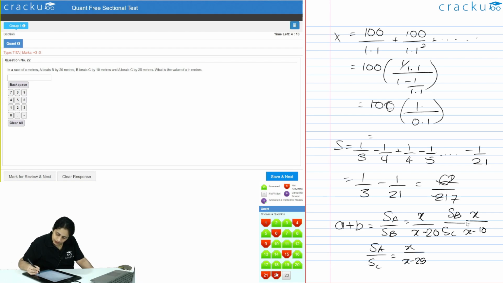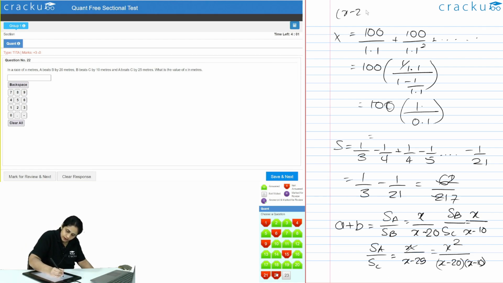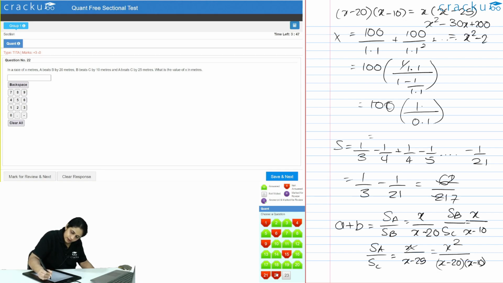So if I multiply these two together, I get X square upon X minus 10 into X minus 20. So this cancels. So X into X minus 20 into X minus 10 is equal to X into X minus 25. So this is equal to X square minus 30X plus 200 is equal to X square minus 25X. X square cancels. So 5X is equal to 200. X is equal to 40 meters.